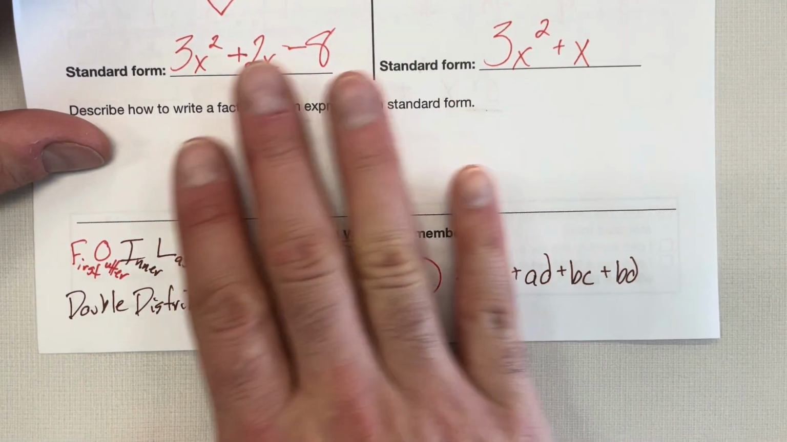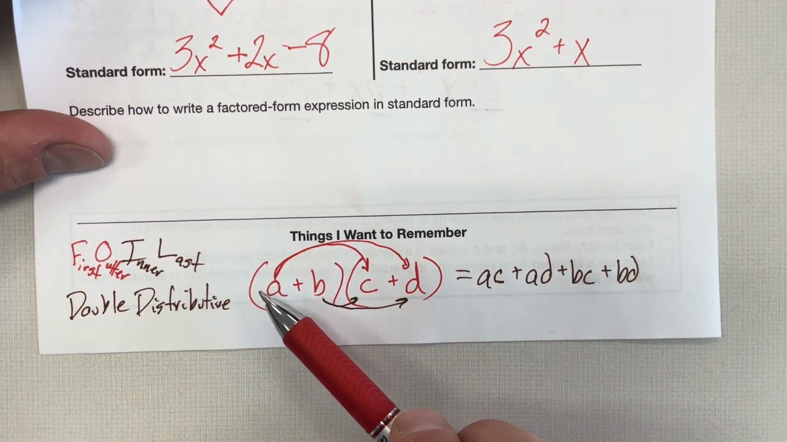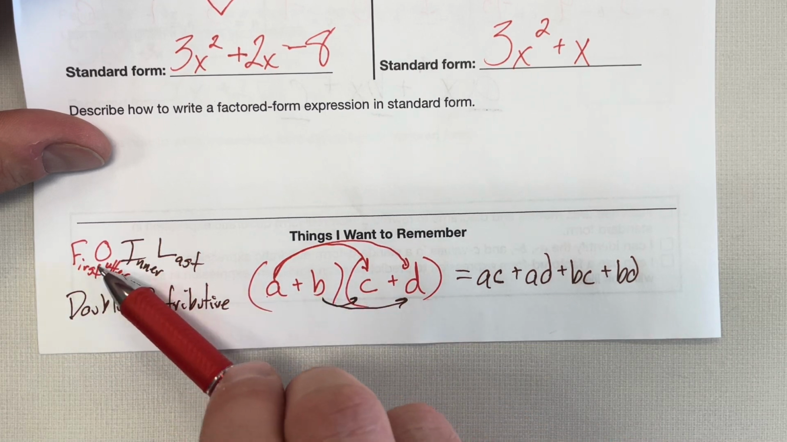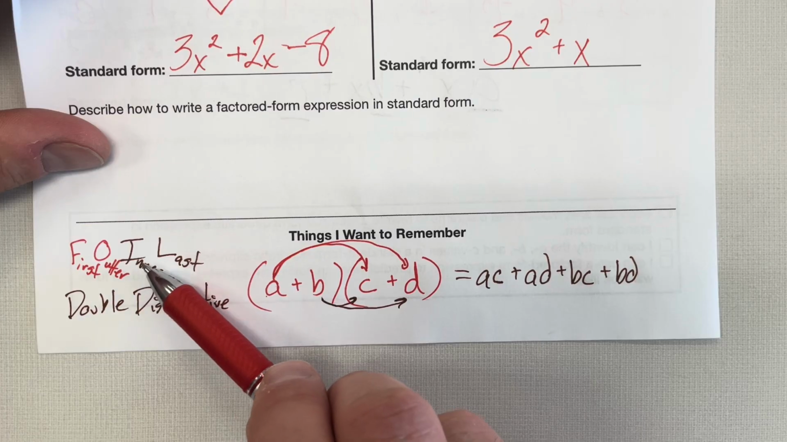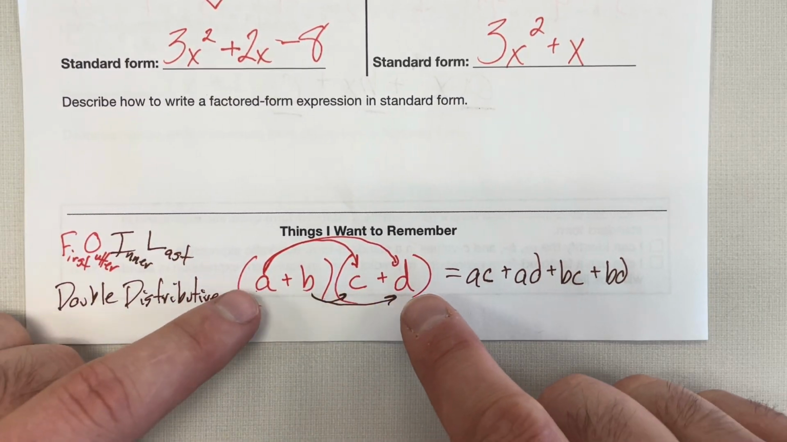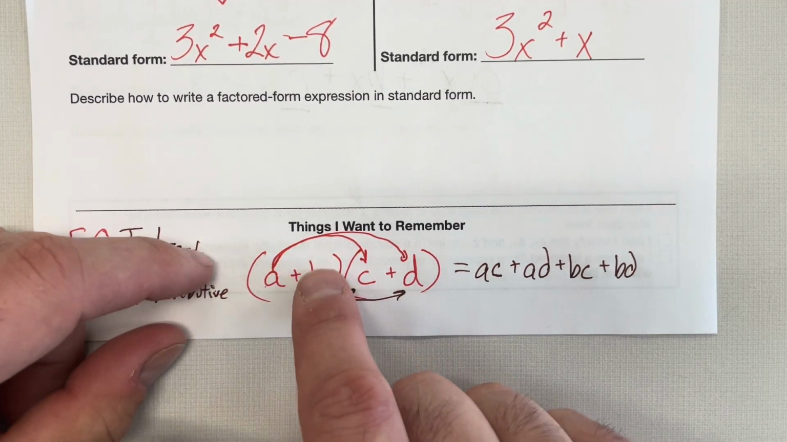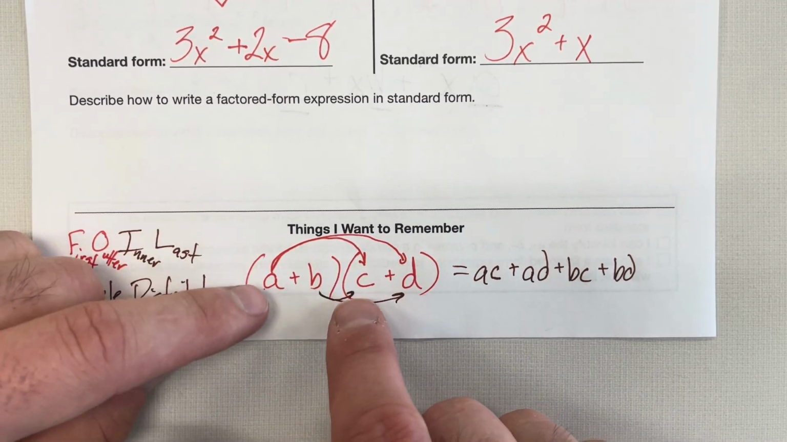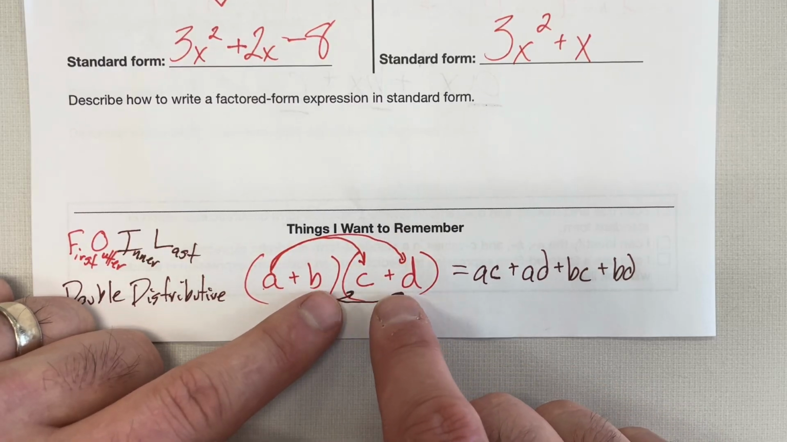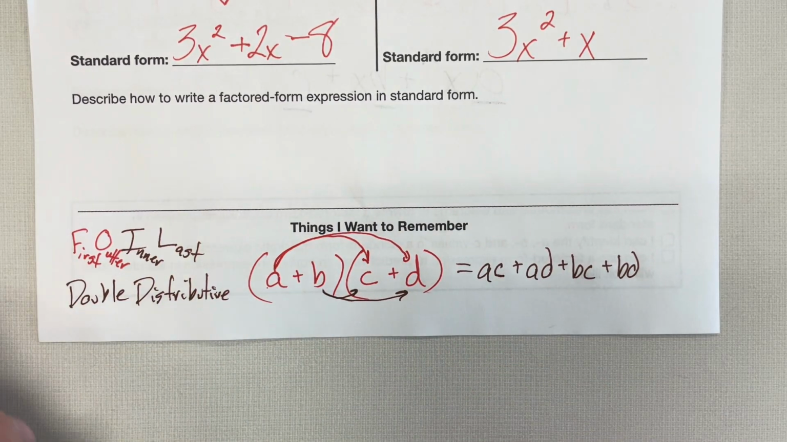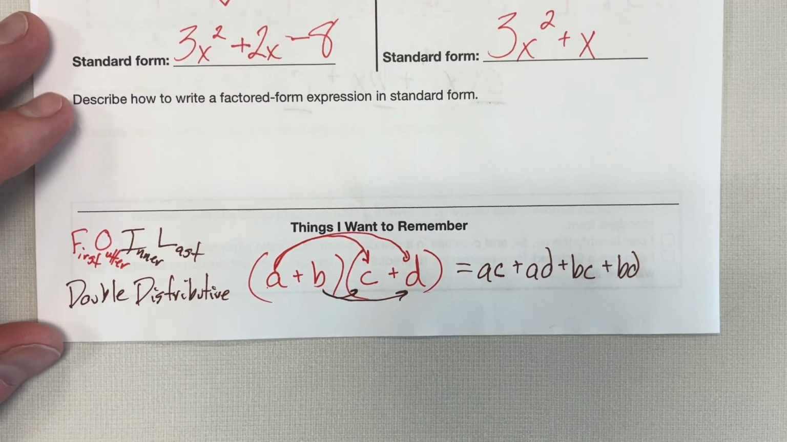Now, in the tradition of teaching math, this is known as the FOIL method, where you multiply the first terms, the outer terms, the inner terms, and the last terms. In the parentheses, the A and Z are the first terms, and B and D are the last terms. And then you get the overall inner terms and overall outer terms. I call this the double distributive method.